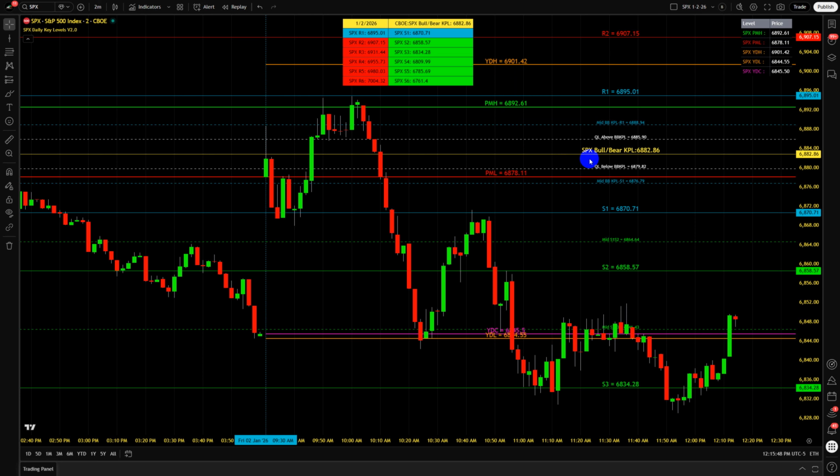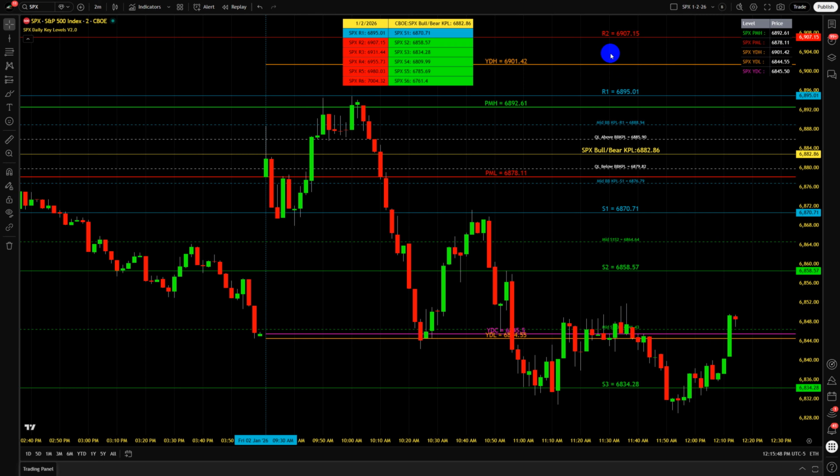The main key levels that the indicator gives are, first of all, the SPX Bull Bear KPL level, which for today's session is 68.8286. This is the all-important Bull Bear key pivot level for the session, so it's bullish above this pivot and bearish below this pivot. The other main key levels that the indicator gives are the R1 through R6 levels, which as you can see here on this particular table, and the S1 through S6 levels below the bull bear KPL. The R1 through R6 are the main key levels above the bull bear KPL level.